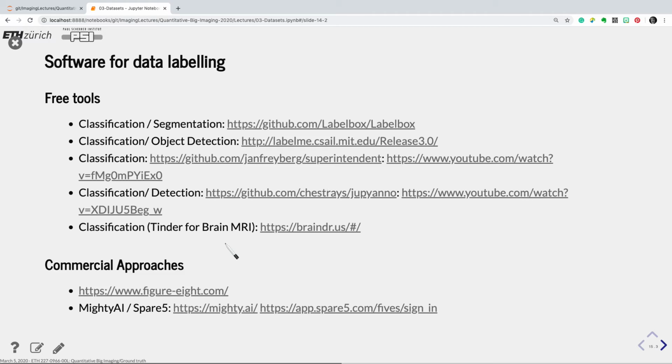Then there are also a couple of commercial approaches which you can look at. So there is a lot of alternatives, but you have to look for or select the one that makes sense for your data. You have to do a survey of what you really need in order to get the data, get this labeling.